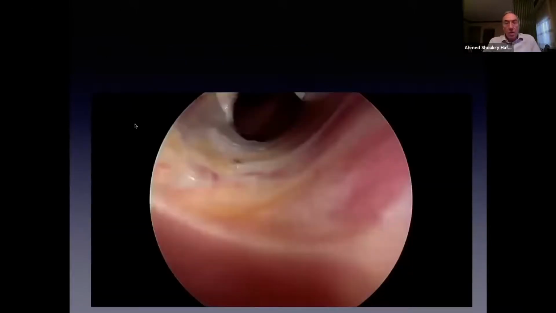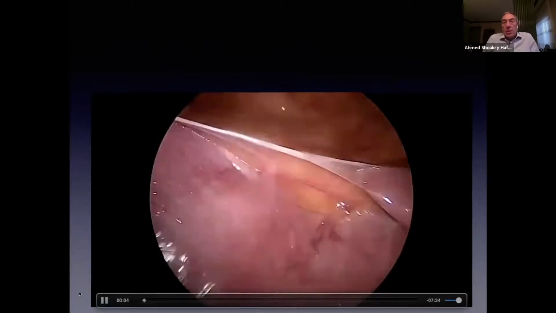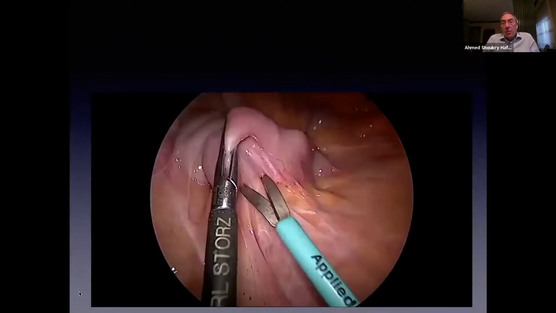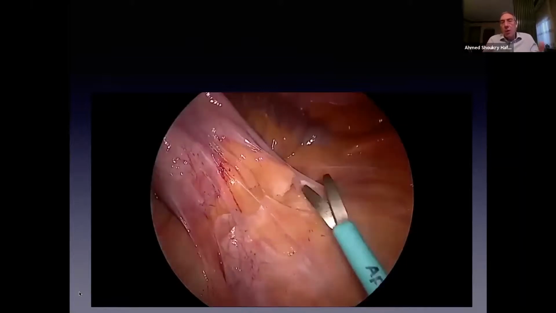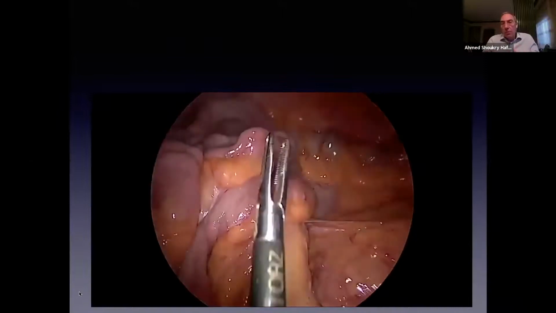And to go ahead with the video to show you what was really happening, there were a lot of adhesions and it was very difficult to get into the abdomen. And the problem was that the whole small bowel was an amalgamated mass overlying the mesentery of the colon.